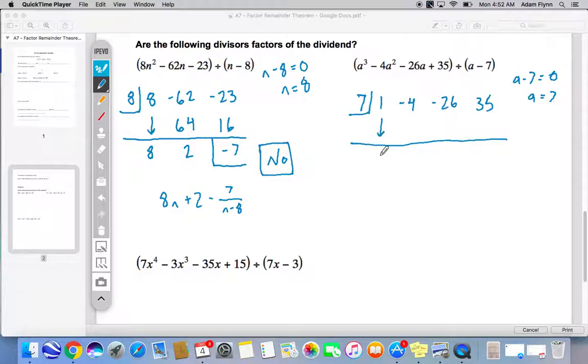I'll drop the 1. 7 times 1 is 7. Negative 4 plus 7 is 3. 7 times 3 is 21. Negative 26 plus 21 is negative 5. And 7 times negative 5 is negative 35. So 35 minus 35 is 0. So I know my remainder is 0.